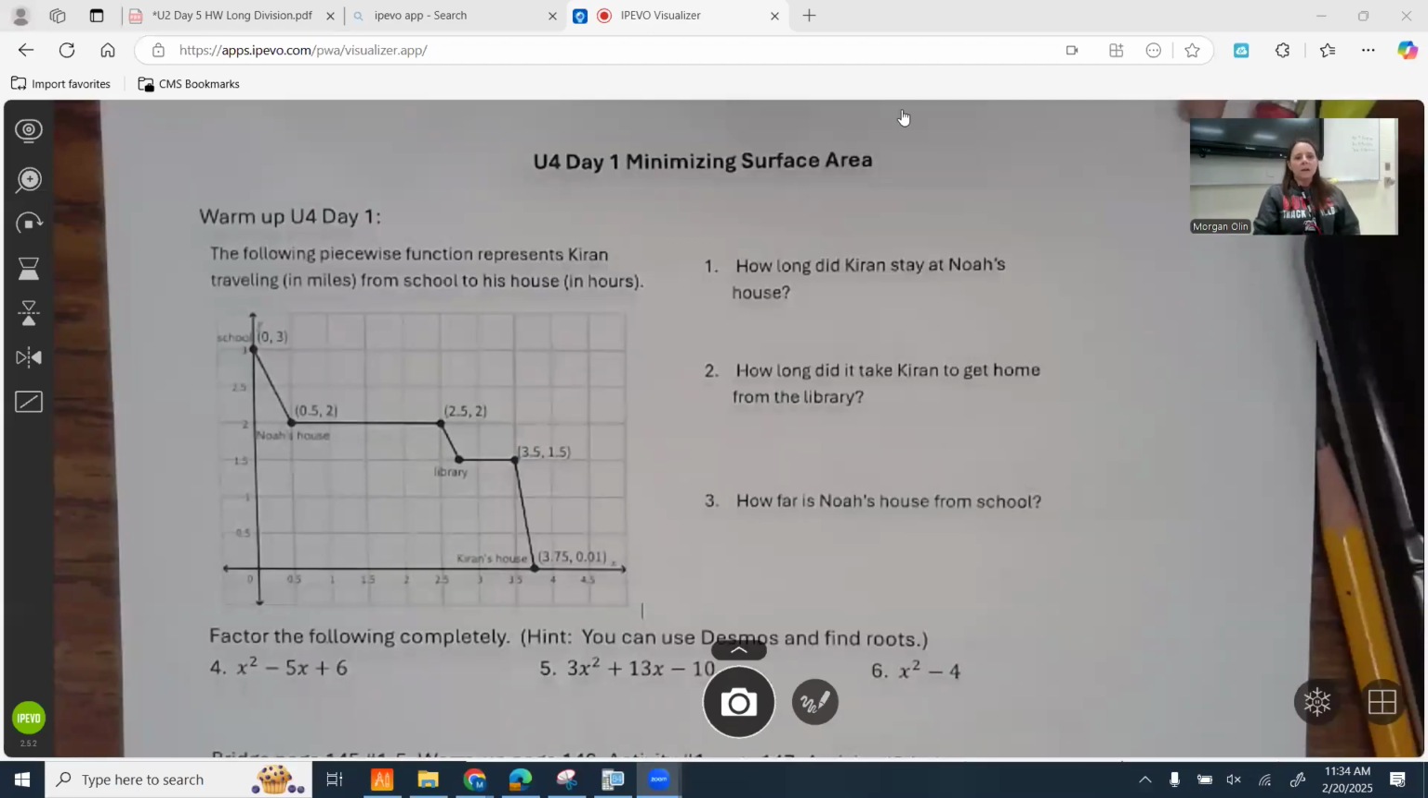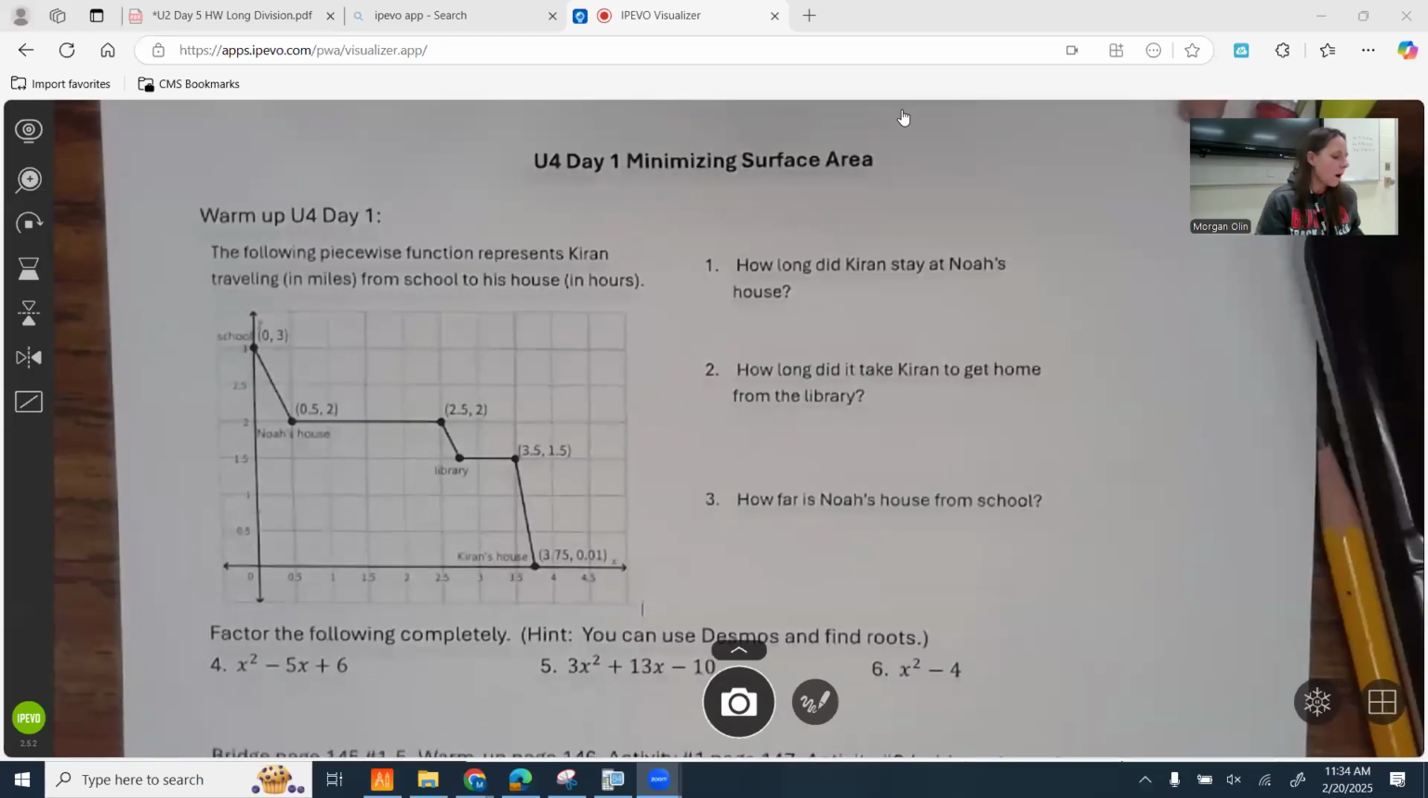All right, we are beginning Unit 4. Today we're going to be talking about minimizing surface area. Now, throughout Unit 4, especially the warm-ups, we're going to start reviewing. You've got your midterm coming up soon, so just make sure that you're reviewing what you have covered in Units 1, 2, and 3, because those are going to show up soon on your midterm.